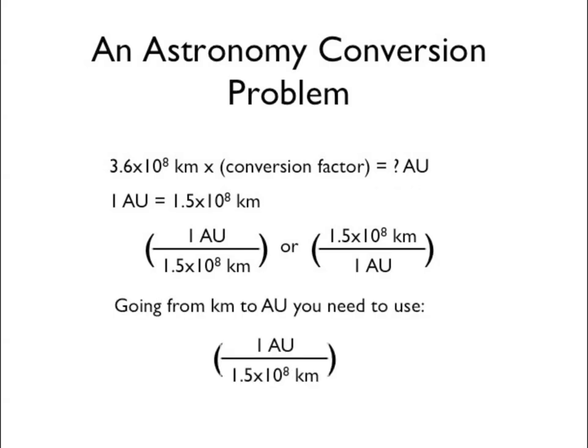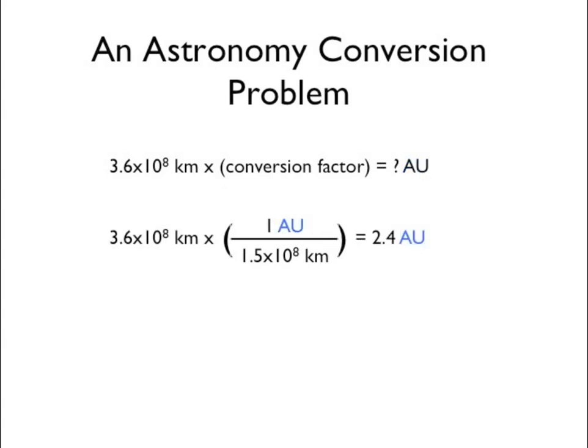Since you are converting from kilometers to astronomical units, you need to use one astronomical unit divided by 1.5 times 10 to the 8th kilometers. This conversion factor is the one you want to use because you want the ending unit in the numerator.